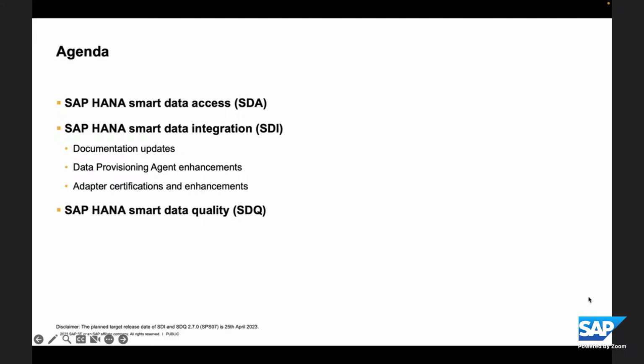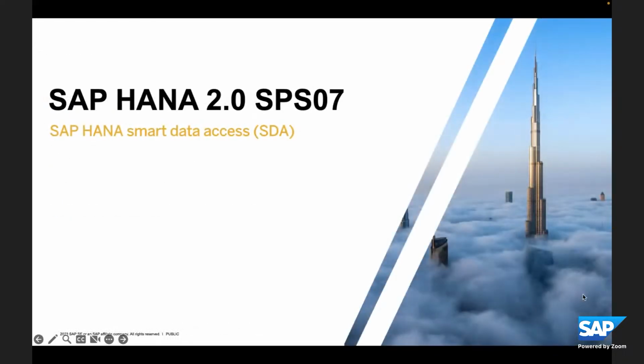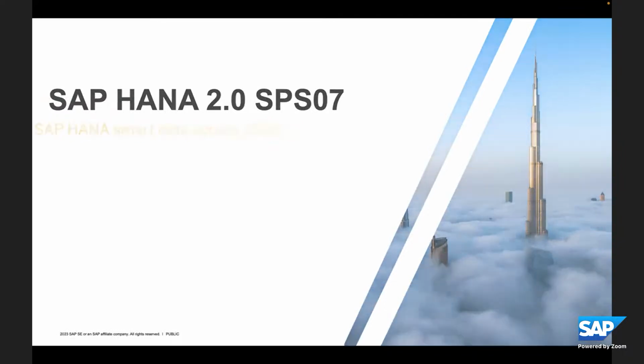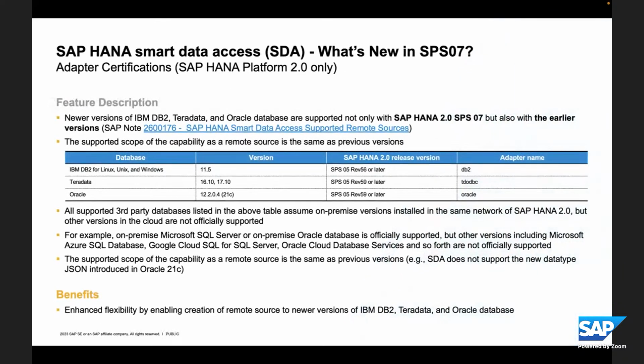So with that, let me jump into SAP HANA Smart Data Access, what's new. The first thing I would like to explain is new adapter certifications, which is only applicable for SAP HANA Platform 2.0. As a single source of truth, there is SAP Note 2600176, where you can check all supported SDA remote sources. And actually, IBM DB2 and Teradata have already been announced last year.